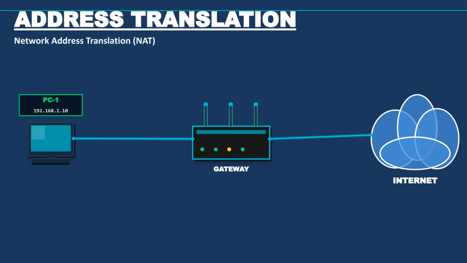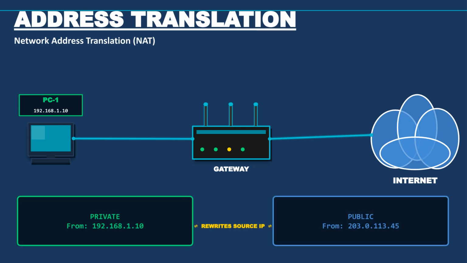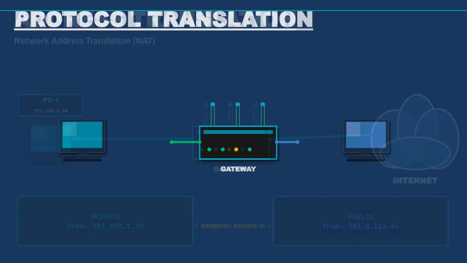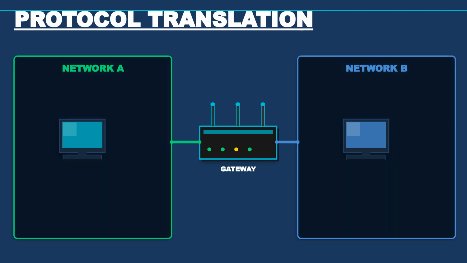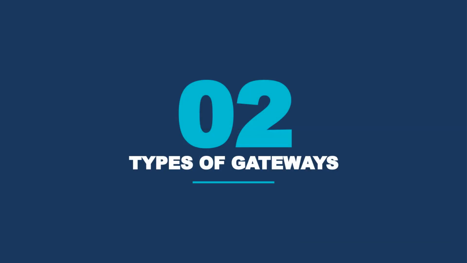The gateway performs network address translation, or NAT. It rewrites the private source IP address of the local device to its own public IP address before sending the packet to the internet. Gateways are also capable of protocol translation. This means they can translate traffic between networks that use different protocols, like moving from IPv4 to IPv6 or Ethernet to Wi-Fi. Next, we will explore the different types of gateways you may encounter.